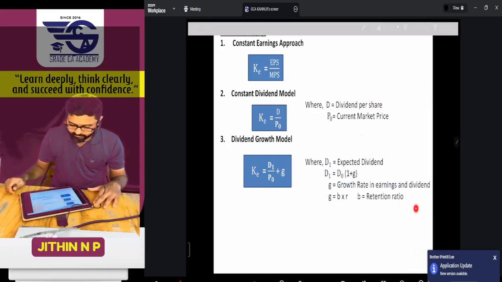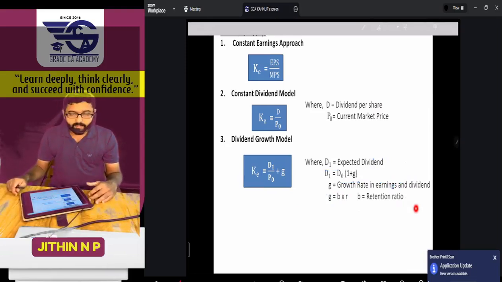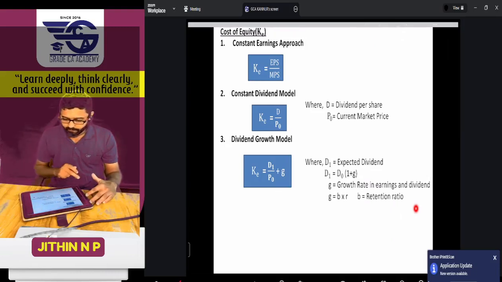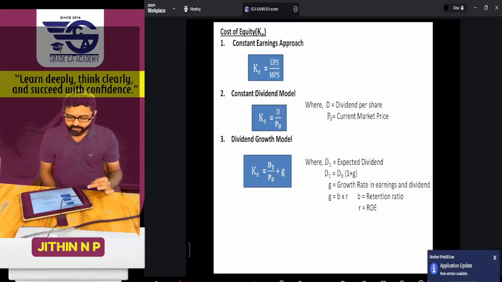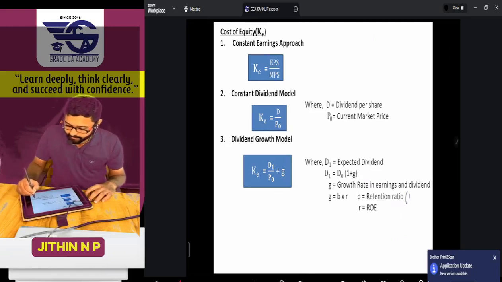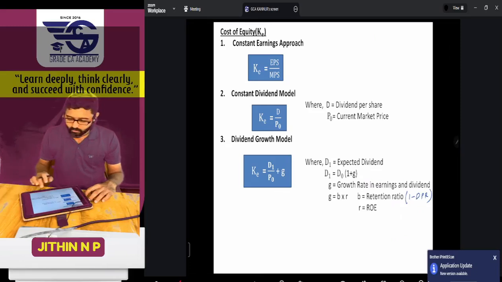Dividend growth model formula: K is equal to D1 divided by P0 plus G, where D1 is the expected dividend, D1 is equal to D0 into 1 plus G. G is the growth rate in earnings and dividend, G is equal to B into R. B is the retention ratio, that is 1 minus the dividend payout ratio, and R is the return on equity.